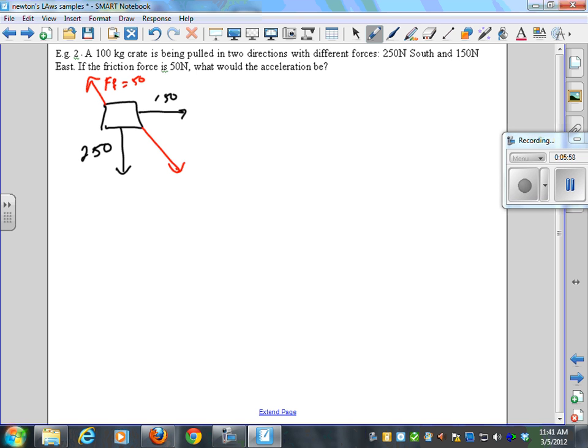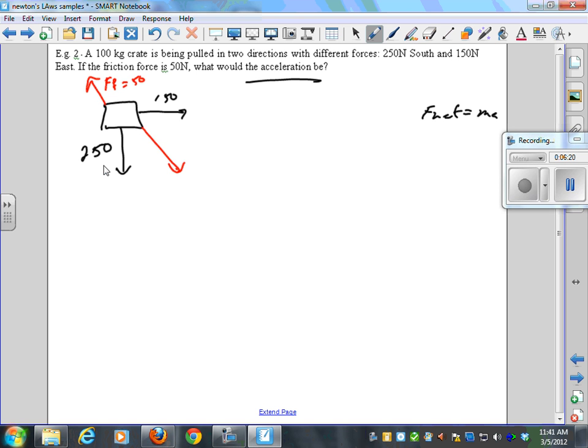Okay, so thinking here now, what would the acceleration be? Well, F net equals ma. Do I have the mass? Yes, I have the mass. I'm going to have to first solve for what? What's F net? F net, the sum of all the forces. I have to add up all the forces.